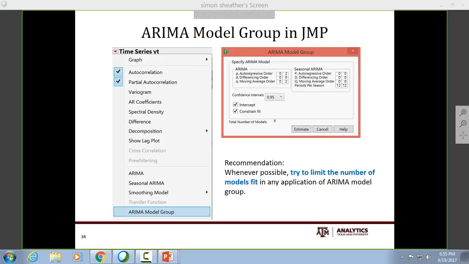So, if you have a time series model for Y of t, you can go to the ARIMA model group option, and here I'm going to do a very small number of models. I'm going to limit p to 2. So it's going to fit every ARMA model with p equals 0, p equals 1, p equals 2, and every combination with MA equals 0, 1, and 2. And here's the deal.